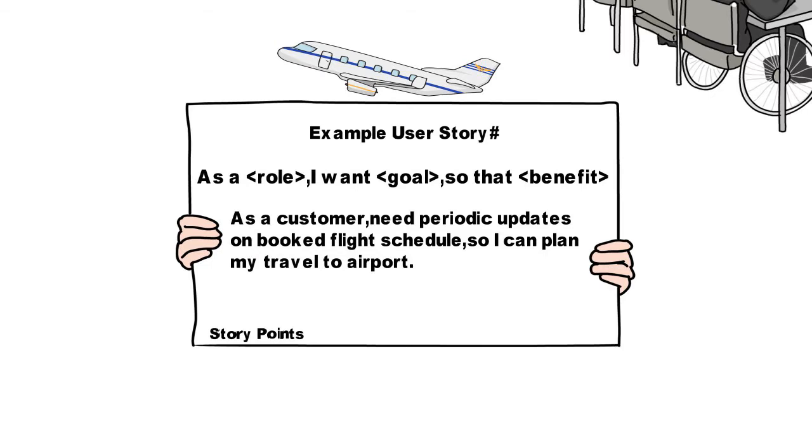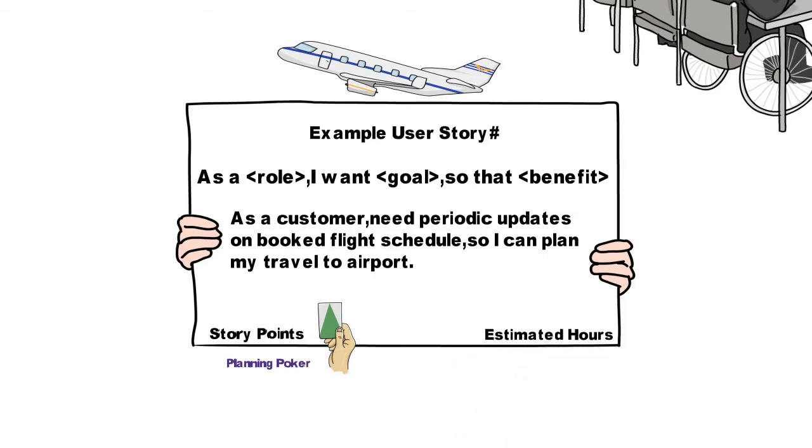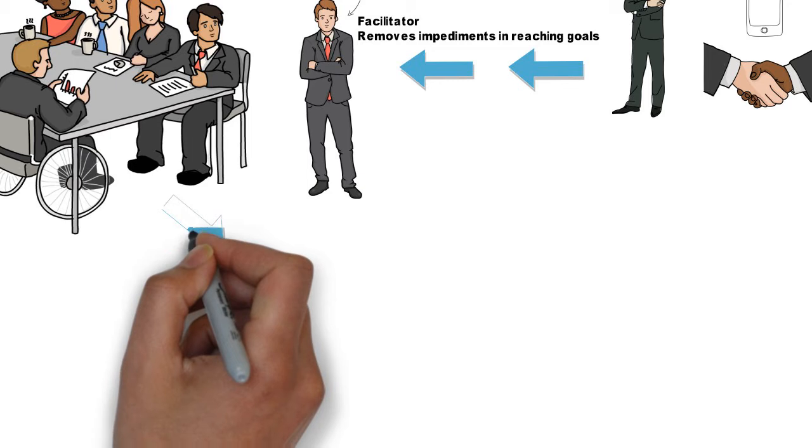A user story has additional elements such as story points, with planning poker being a common technique to measure story points. Other elements in the user story are estimated hours, actual hours, etc.